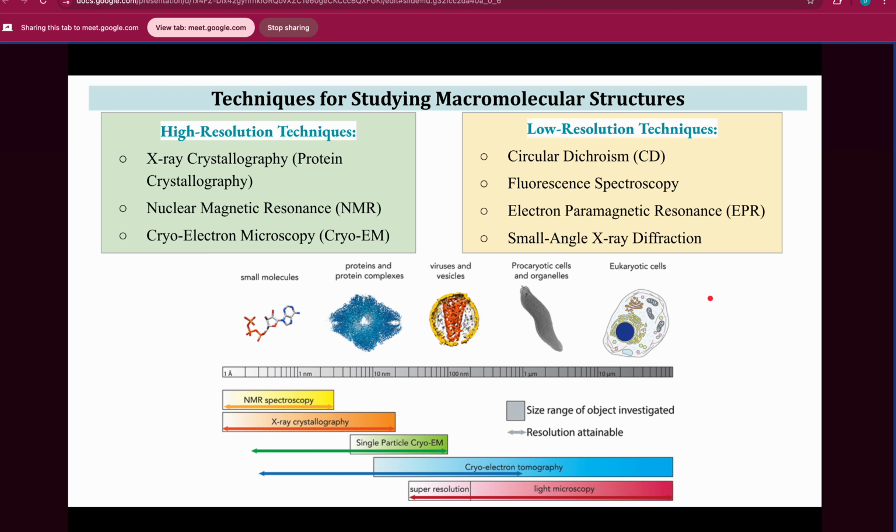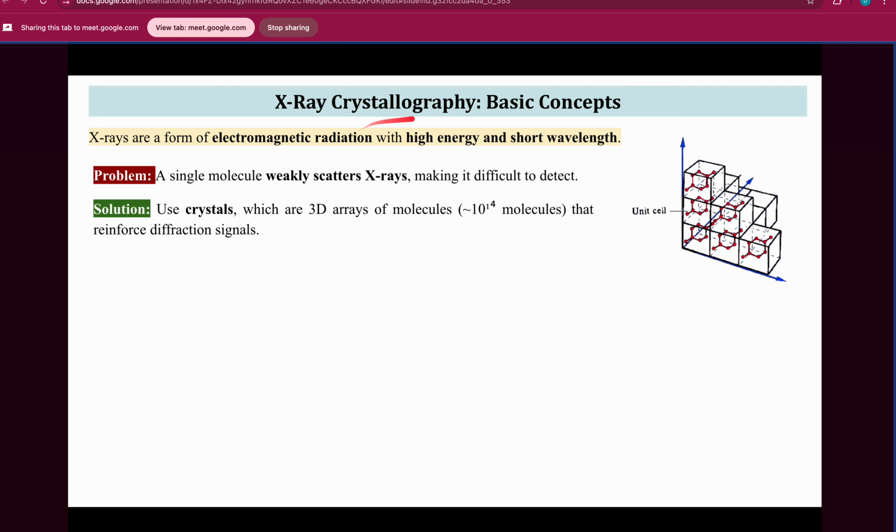For today's session, our main interest is X-ray crystallography. If we talk about the basic concepts of X-ray crystallography, X-rays are a form of electromagnetic radiation with higher energy and shorter wavelength. The problem with X-rays is that a small molecule weakly scatters the X-rays, making it difficult to detect. So if we have a single molecule, it is difficult to view by X-ray crystallography.